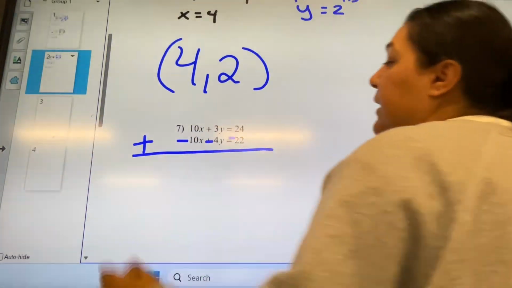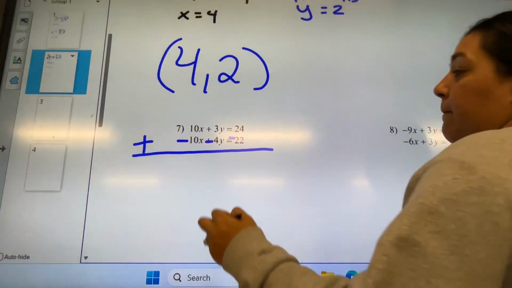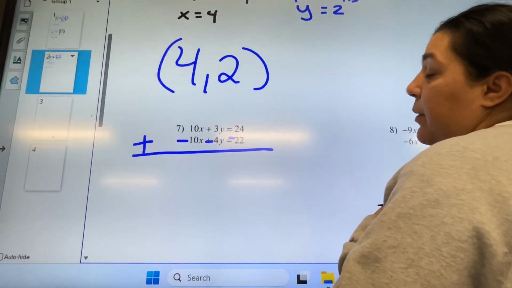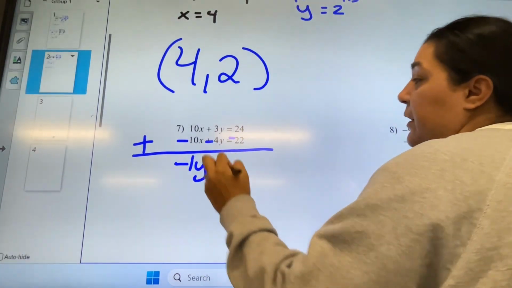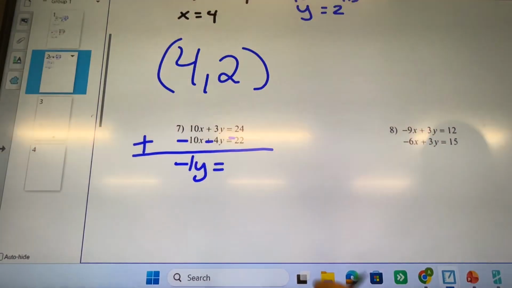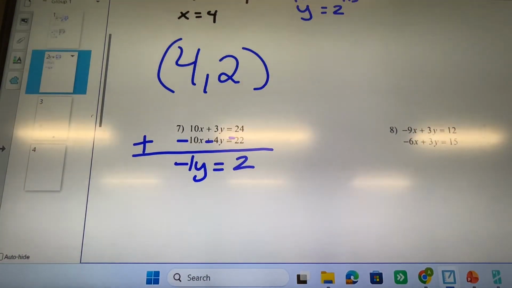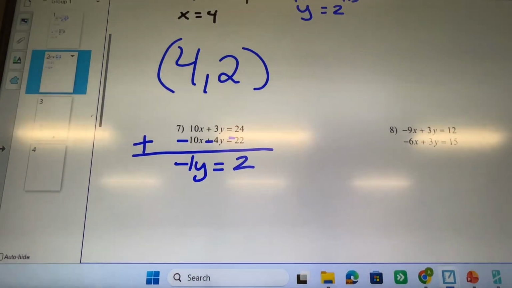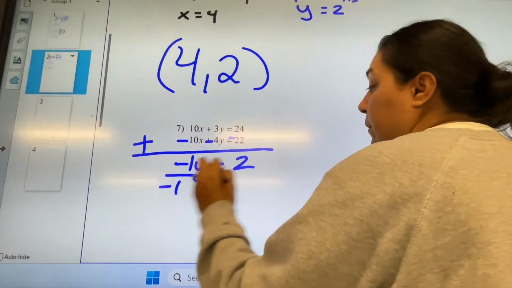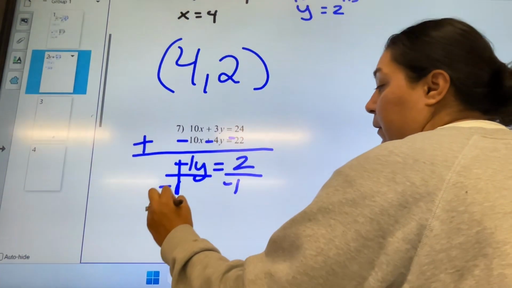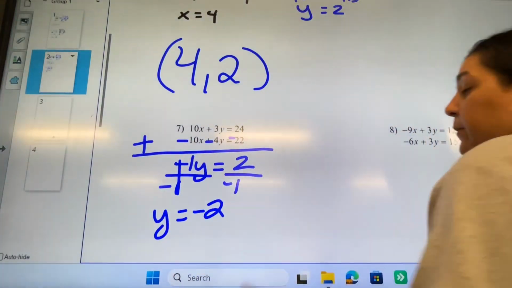So 10 minus 10 cancels. 3 plus negative 4 is negative 1, so -1y. 24 plus negative 22 is 2. Okay, and then we're going to divide by -1. So we get y equals -2.